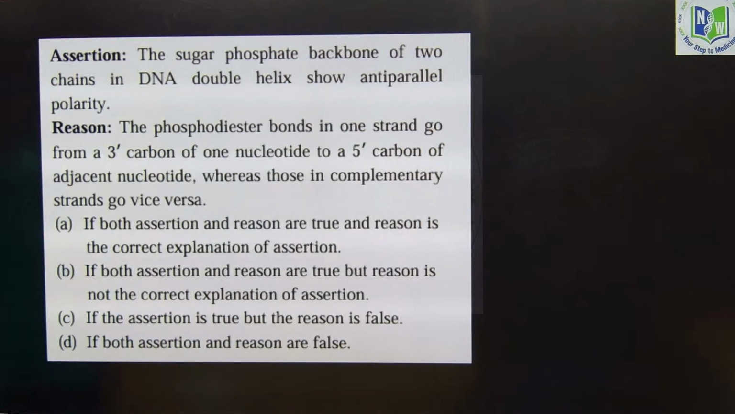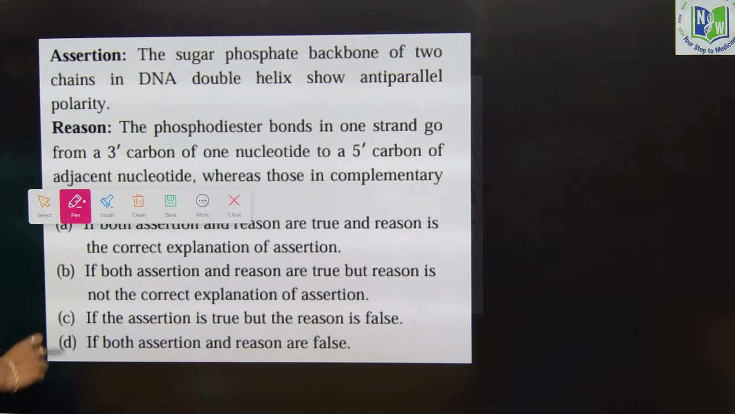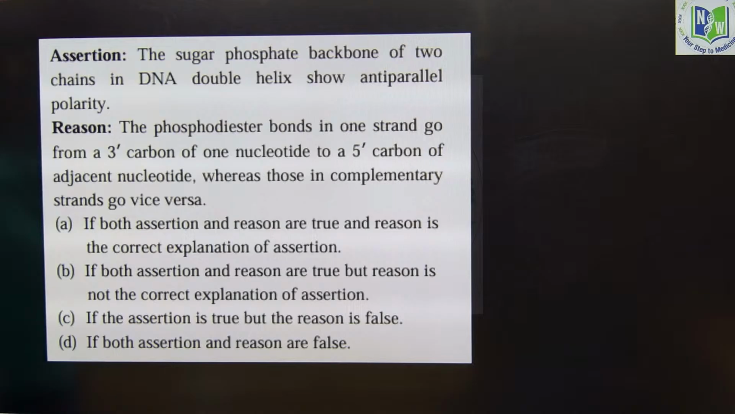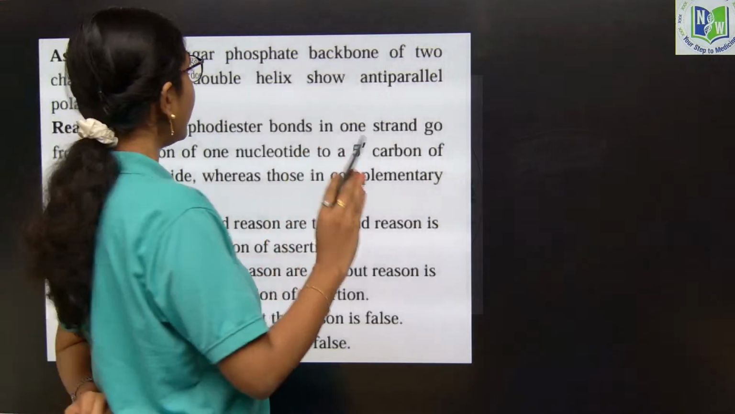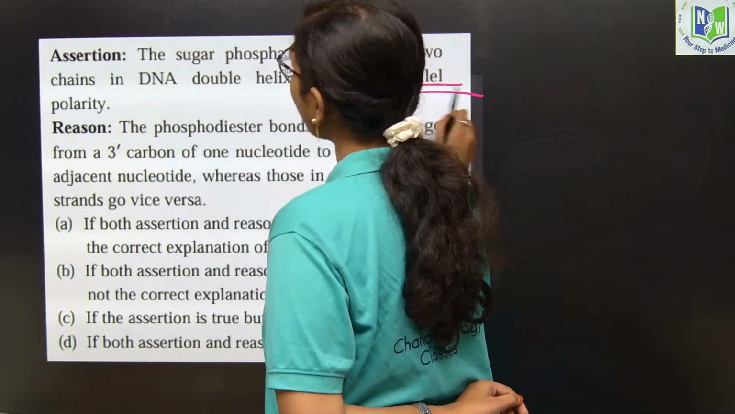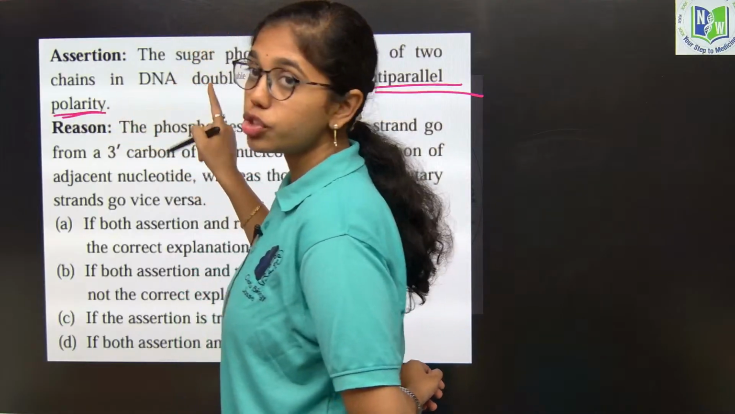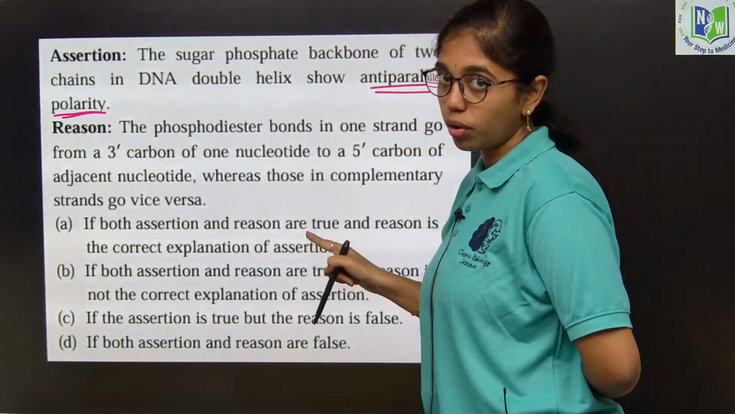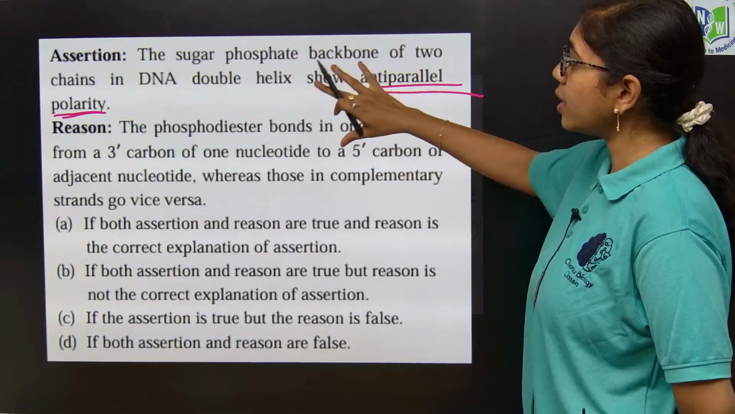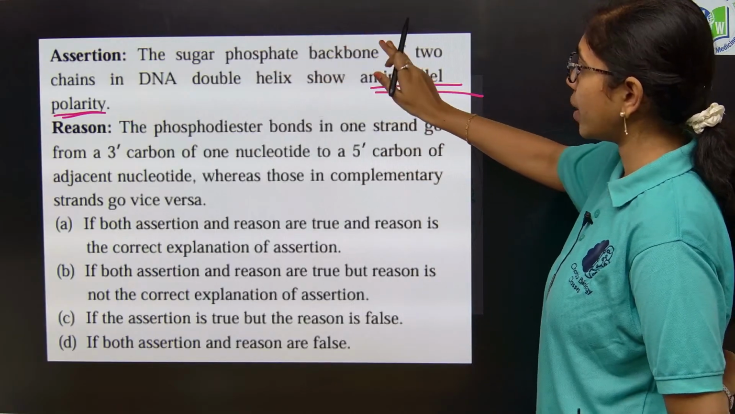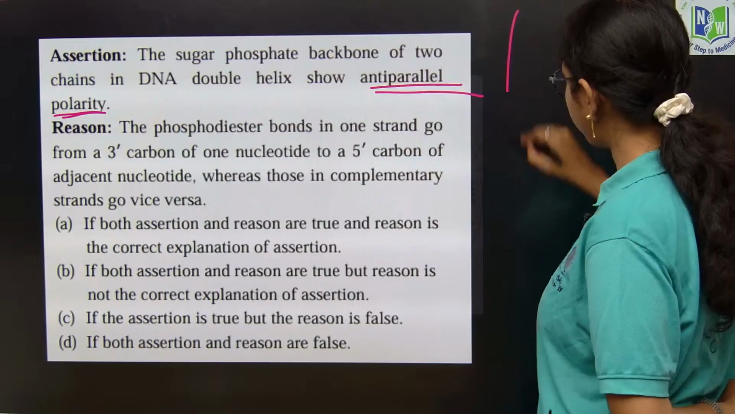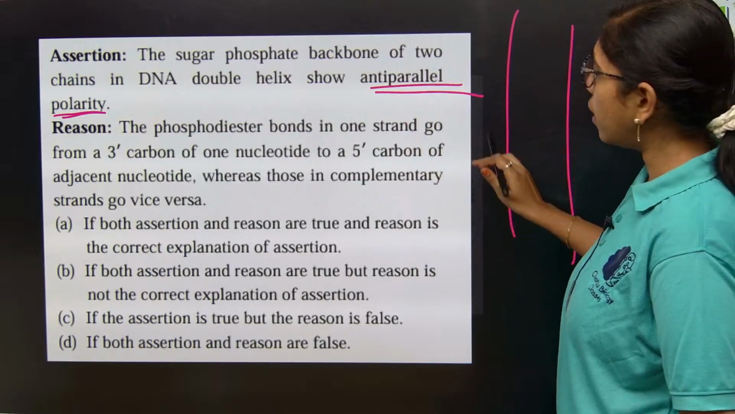Assertion and reason type of question, very important, look into it. The sugar phosphate backbone of 2 chains in the DNA double helix shows anti-parallel polarity. This is from the double helical model of DNA. The sugar and phosphate backbones of the 2 chains are anti-parallel to each other.